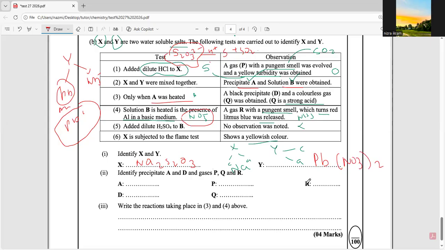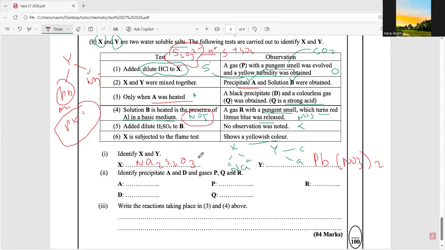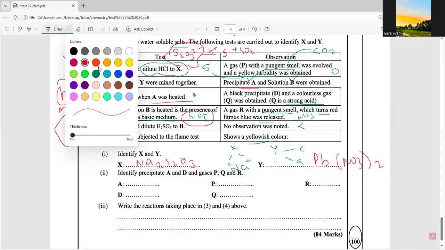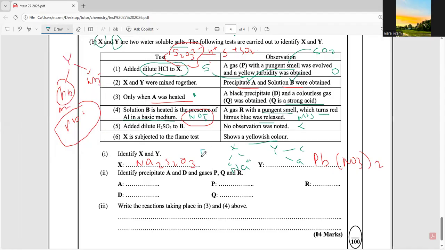Understood? So you have to relate all the identifications, okay? When you do a lot of inorganic questions, you will quickly grab it. Just one point is enough to identify, okay? So each 5 marks for the identification. 5 for this and 5 for this.